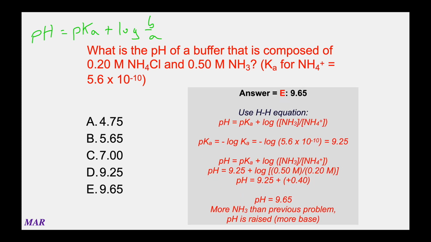Anyway, if you do all this problem out, then you end up with a pH of 9.65. At first it might seem kind of weird, but in the last problem, pH was 9.25 when the ammonium and the ammonia were equal concentrations. Notice in this problem, we have more ammonia, more base, okay? So our pH should be more basic than 9.25, and it is.